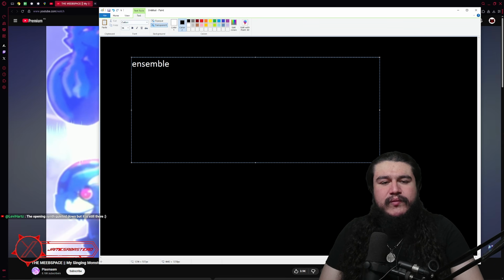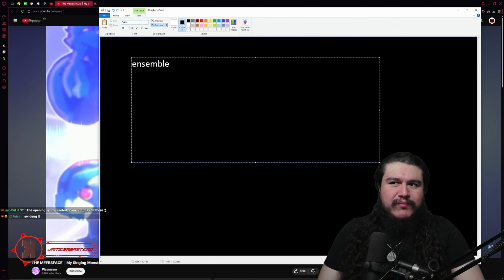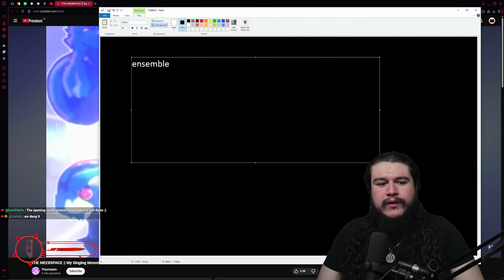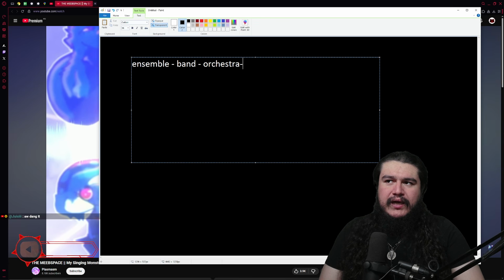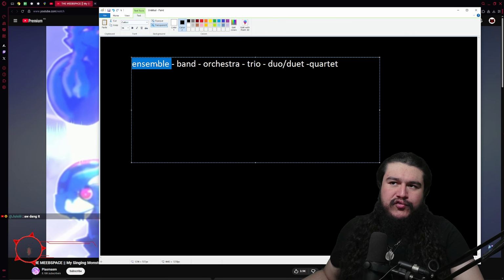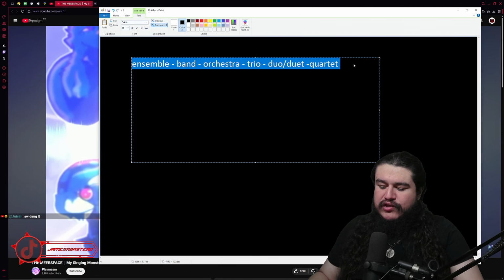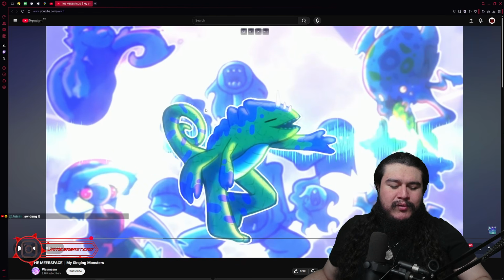It's the name of the multiple musicians outside of like a duet, because a duet is just two people, right? And that technically counts as an ensemble. An ensemble is anything more than one person playing music. So yeah, an ensemble can be a band, it can be an orchestra, it can be a trio, a duo or duet, a quartet, whatever you want to call it. All of these different ones fall into ensemble, because that's just the sum of all parts. So right now, yes, we're just cycling through the different parts of the ensemble. Let's see where it goes.